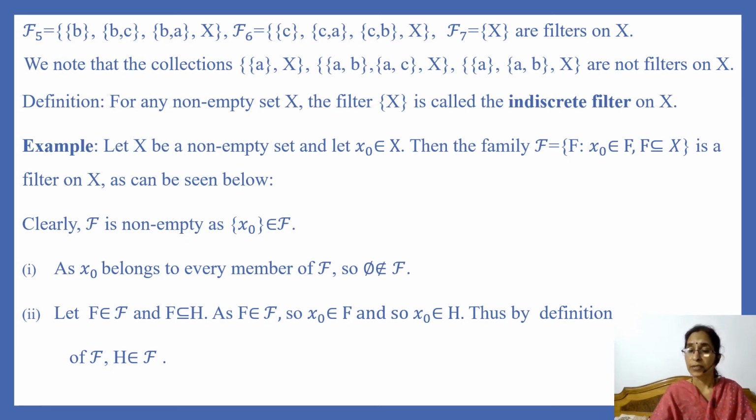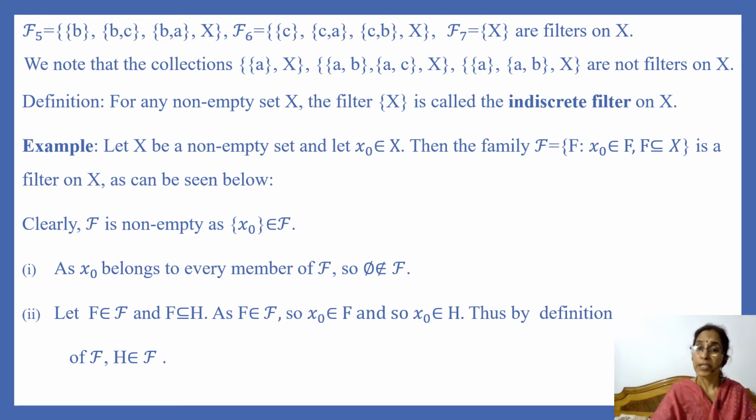Here F is a collection of all those subsets of X which contain x naught. First we observe that F is a non-empty family because the singleton {x naught} belongs to F, because {x naught} is a subset of X and x naught always belongs to this set. And so F is a non-empty family of subsets of X.